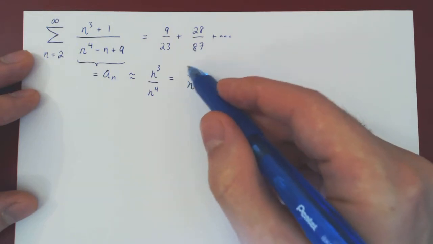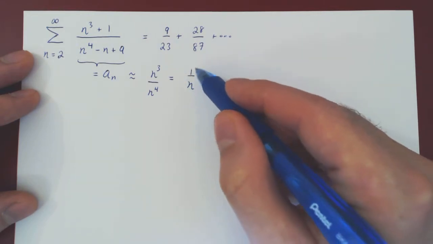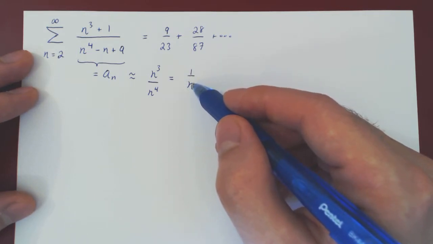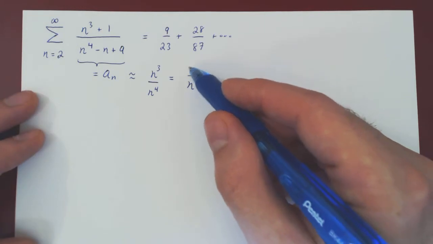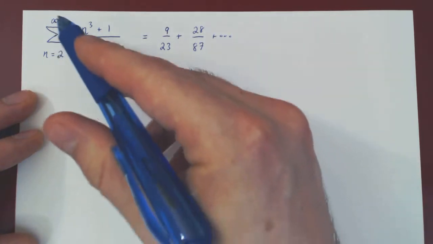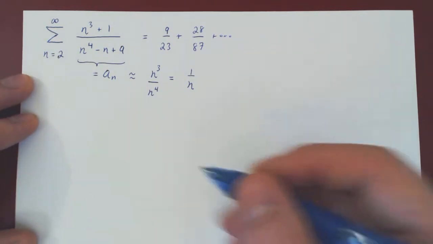And this is now a simple expression, 1 over n. If we sum over these terms, then this will be a p-series with p equals 1, which we know diverges. This is the classic harmonic series. As we're summing over 1 over n from 2 to infinity, this will return infinity. So this is the intuition.